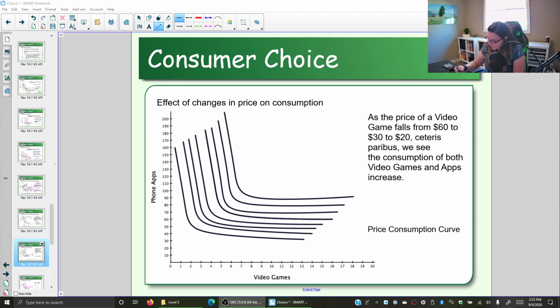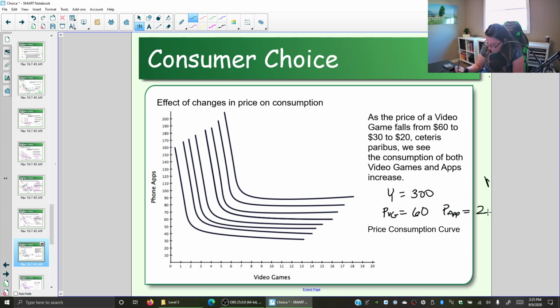So first thing we need to do is start out with our example that we've been working with. And in that example, we're assuming that our income is $300. We've set aside $300 for entertainment. And we're going to start out with the price of video games at $60 and the price of apps at $2. So we need to draw our budget line.